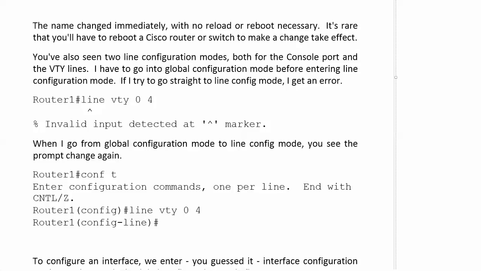We've gone through a couple of line configuration modes, both for the console port and for the VTY lines. Note that you have to be in global config mode to get to line config mode. You can't go straight there. So again, if I try to put in line vty 0 4 at the enable prompt, it's going to tell me invalid input. And again, note where the caret is.